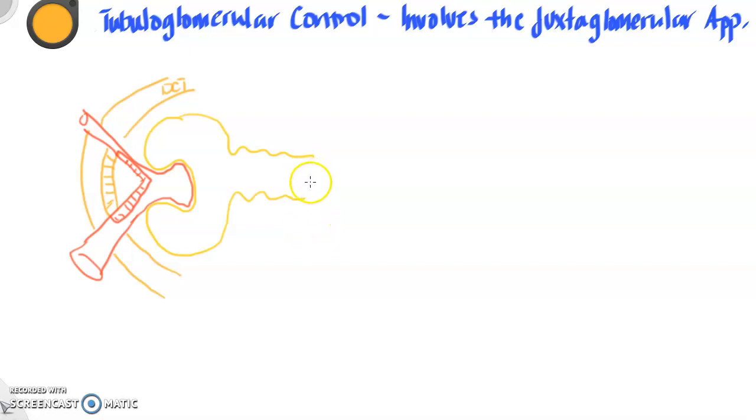Right, so continuing with glomerular filtration rate, the controls. We just talked about the myogenic control, which is instantaneous. And now we're going to talk about the juxtaglomerular control of this. So this is going to involve the juxtaglomerular apparatus. If you remember, the apparatus were these macula densa cells and the juxtaglomerular cells.